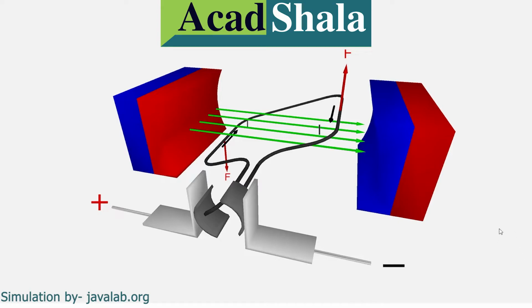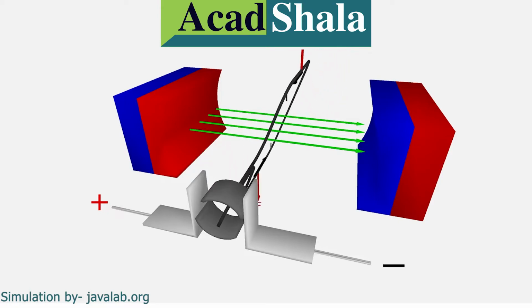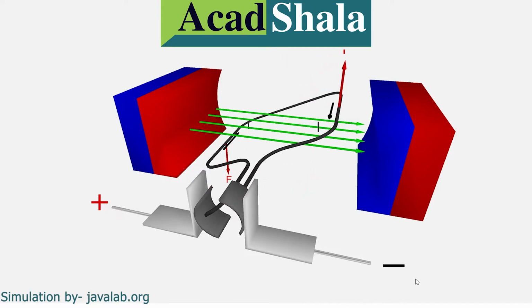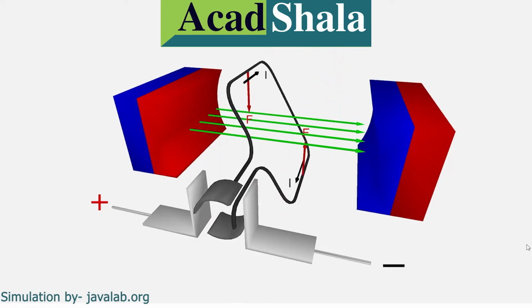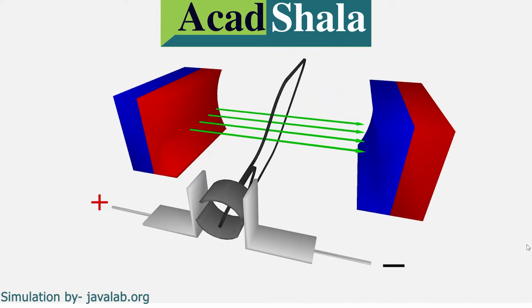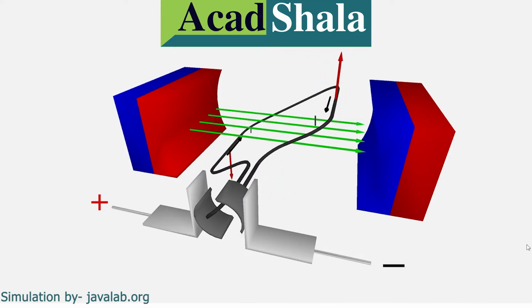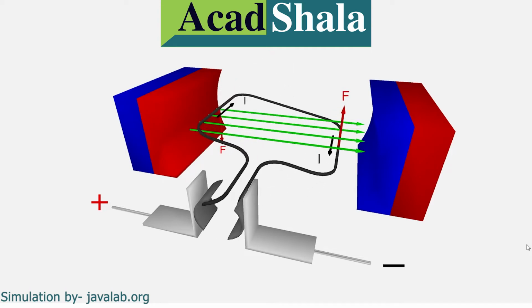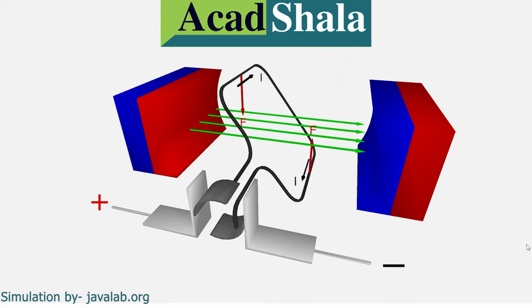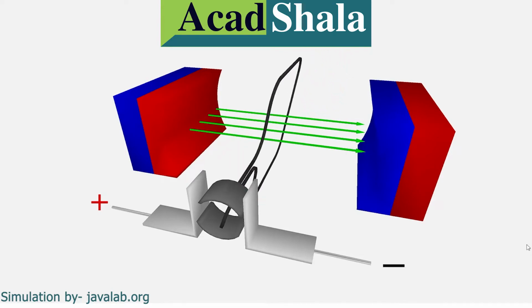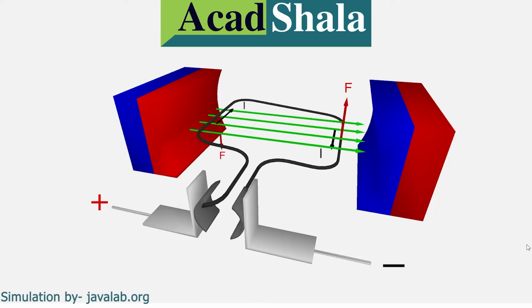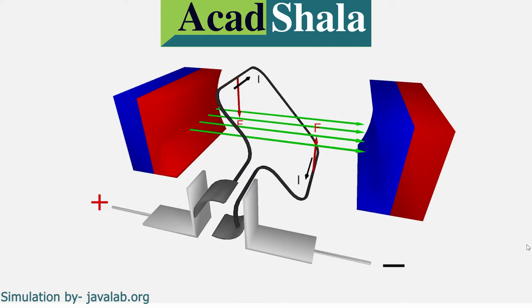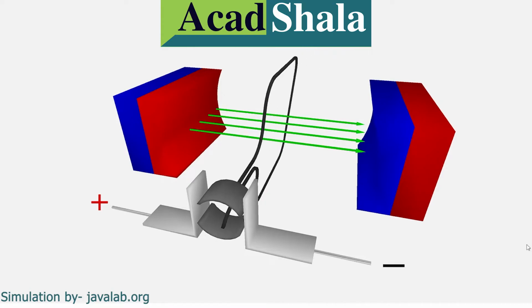Now get set, go. I am running the motor. Now watch, children, how the electric motor is running. Step by step, we have the magnetic field, current, force applied, and then the motor starts running. So with the help of simulation, you can understand how the DC motor works.